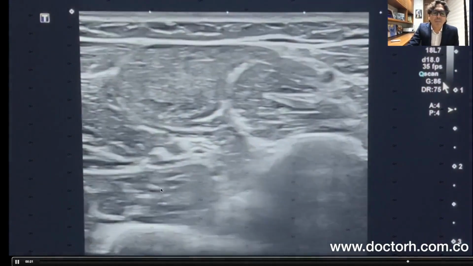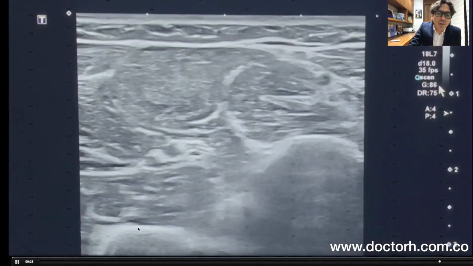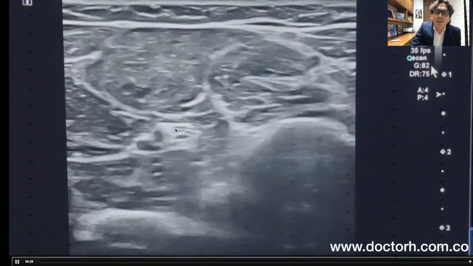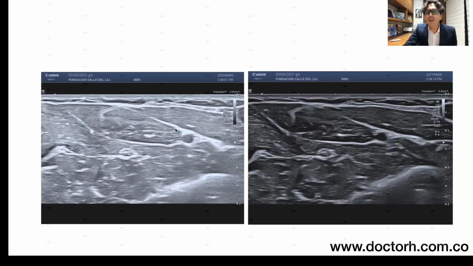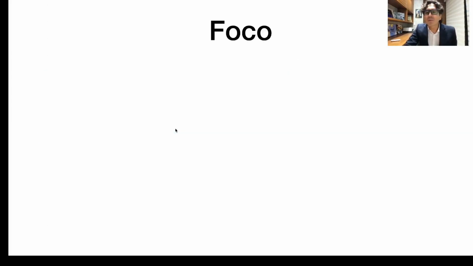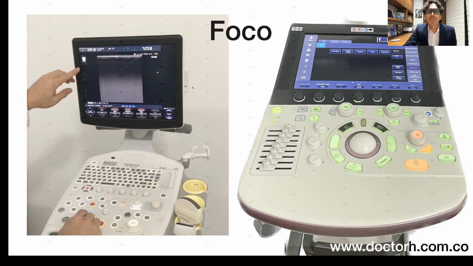This is the gain, and by sectors, I could illuminate or make brighter only one segment of the same. Here is a new example where we are evaluating two types of gain as we have already seen. The fourth configuration parameter is the focus.